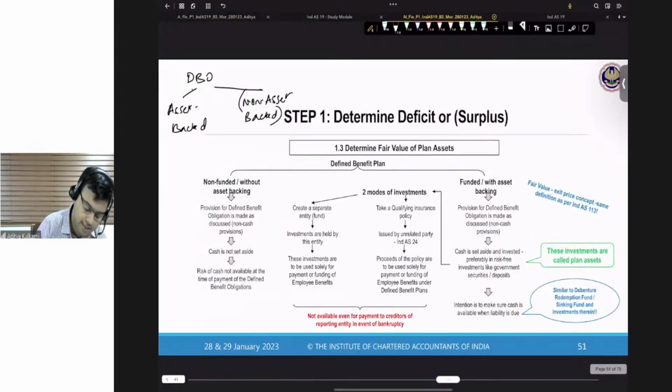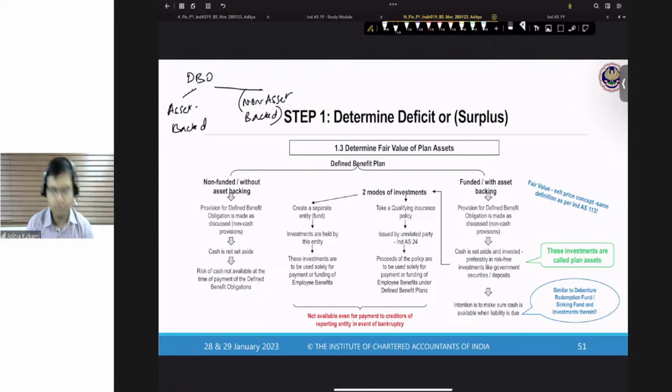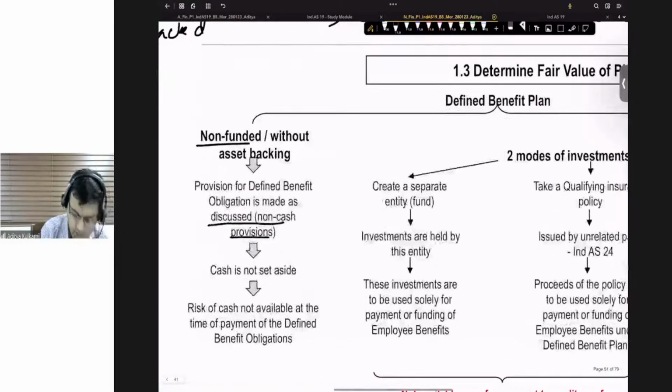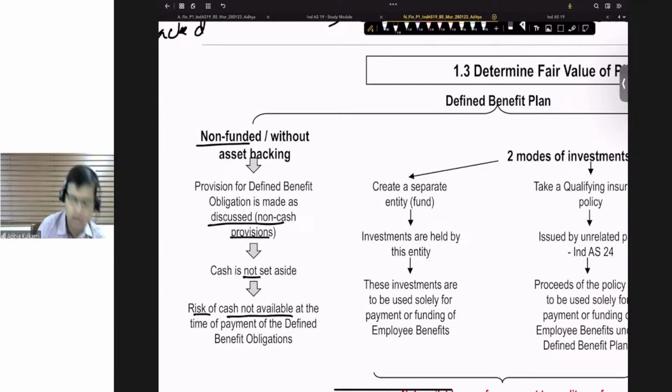Which brings us to the issue: sir, there is no cash flow anywhere. Okay, so that is one way of recording. Non-funded means provision is made as discussed, which are basically non-cash provisions. Cash is not set aside. So what is the risk? That cash may not be available at the time of settlement of the defined obligations.